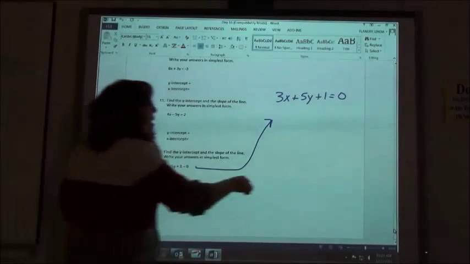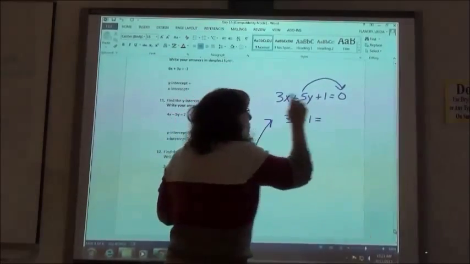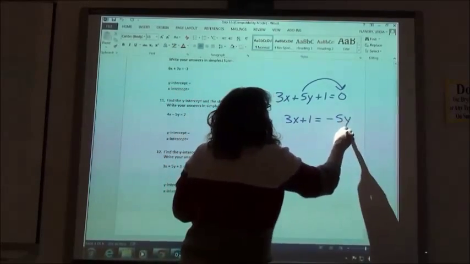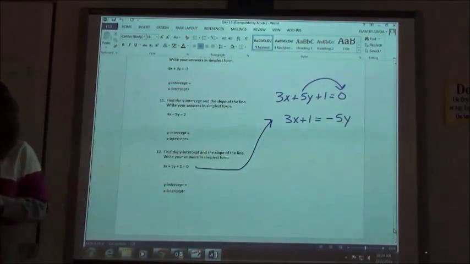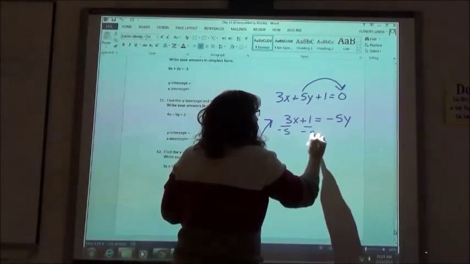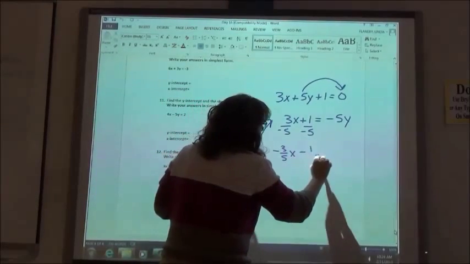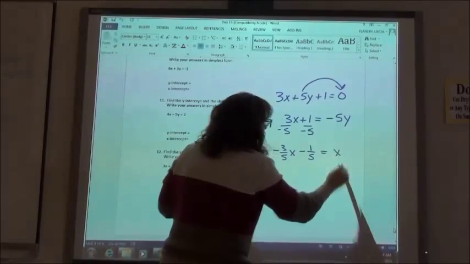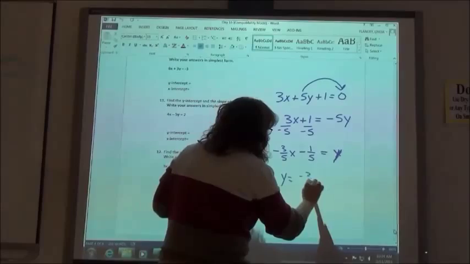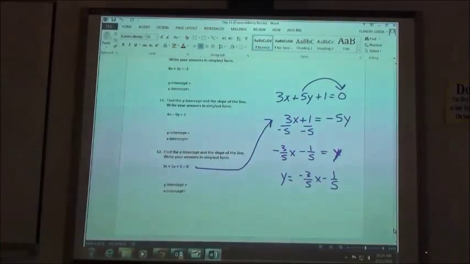So if we just move the y, because that's shorter to do, 3x plus 1 is going to equal negative 5y. So in order to solve that for y, we're going to divide by negative 5. So negative 3/5 x minus 1/5 equals y. Or y equals negative 3/5 x minus 1/5. I switch it around so it looks pretty.